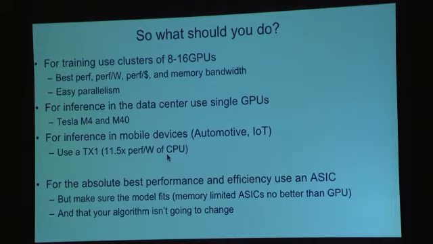And if you want the absolute best performance and efficiency, use an ASIC. But your model better fit in the on-chip memory, or you're basically going to be no better than a GPU because you're going to be memory limited, and your power and performance is going to be completely limited by that memory interface, and that's going to be the same as the GPU. And use the best algorithm and make sure it's not going to change, because if somebody publishes a great paper on arXiv next week and your special purpose hardware can't do that, you're going to be really bummed.